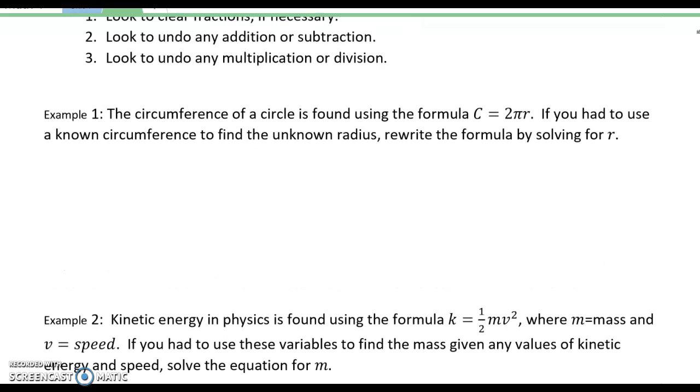So in example number 1, we're given the formula for the circumference of a circle, C equals 2 times pi times r. For this problem, we're being asked to solve for r. So we're solving for r, which means we want to get r by itself. It means the 2 and the pi symbol need to go. So how are we going to get rid of the 2 and the pi so that r is by itself?